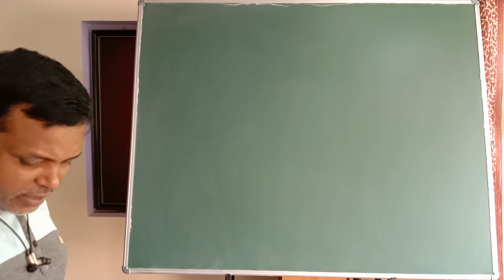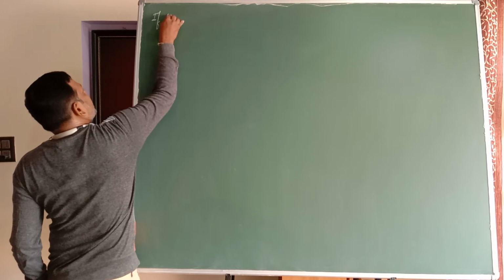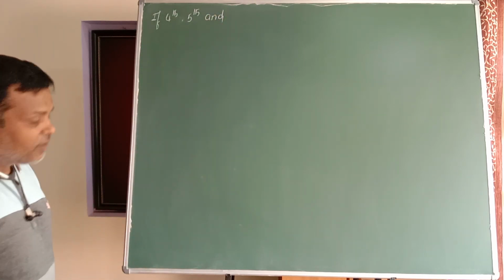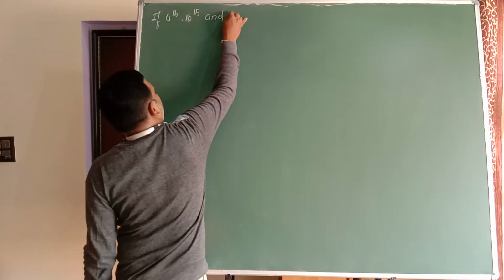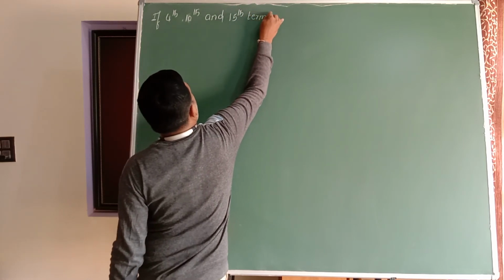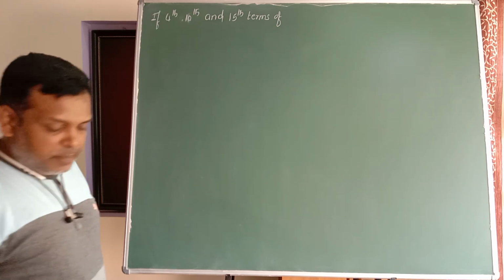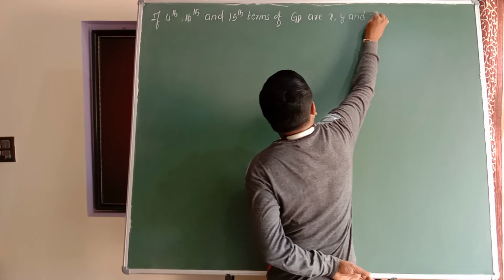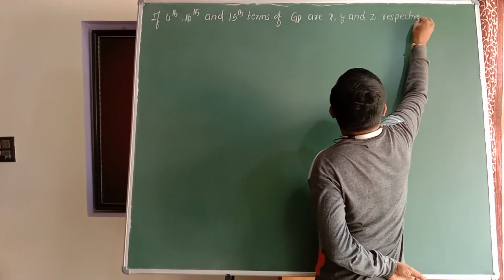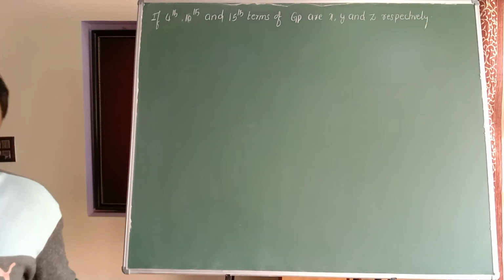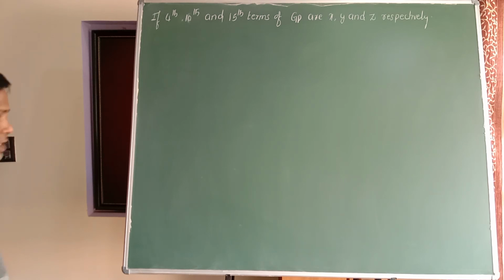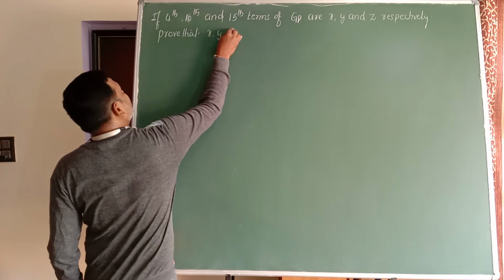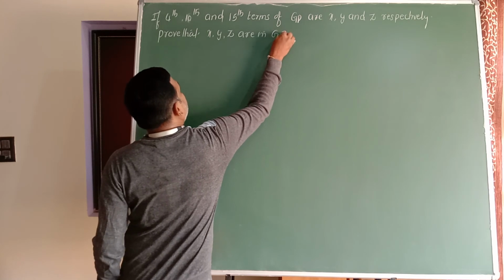Okay, the question is, look at the last question: if the 4th, 10th and 15th terms of a GP are X, Y and Z respectively, prove that X, Y, Z are in GP. This is the question.